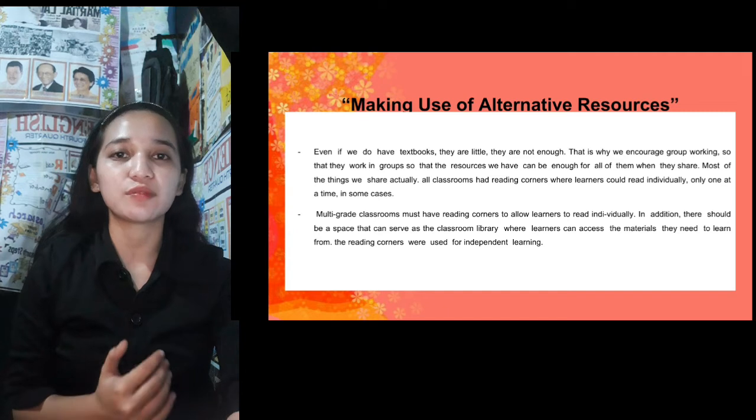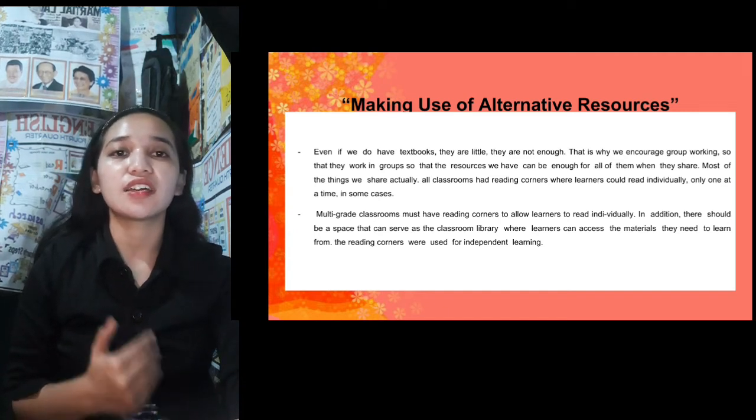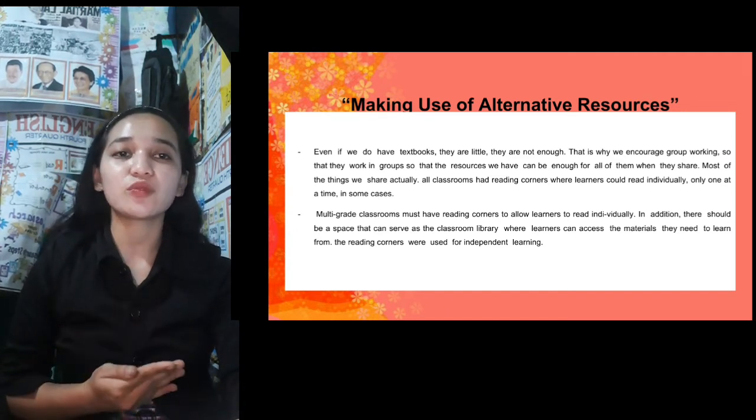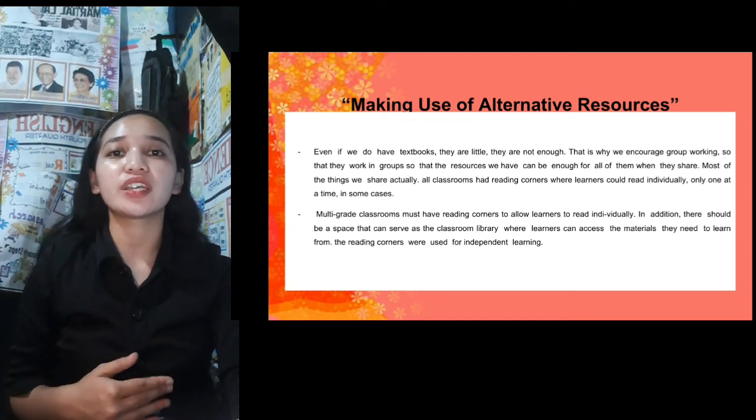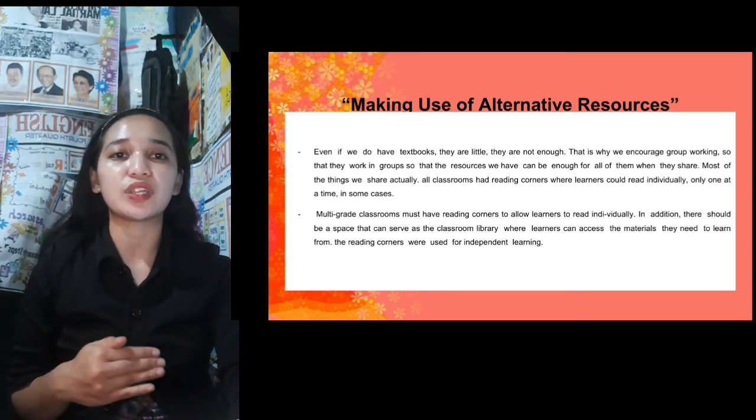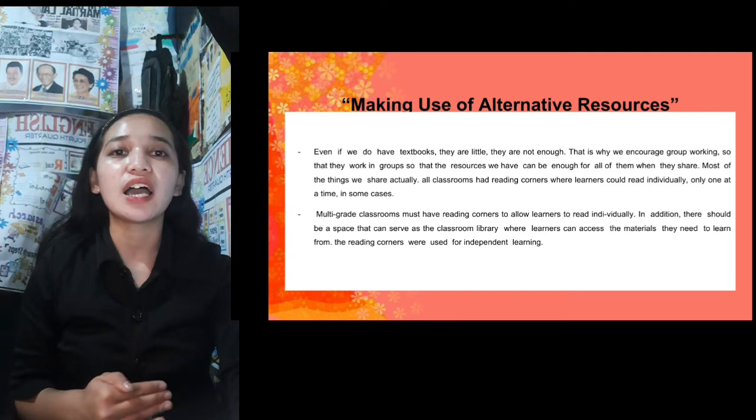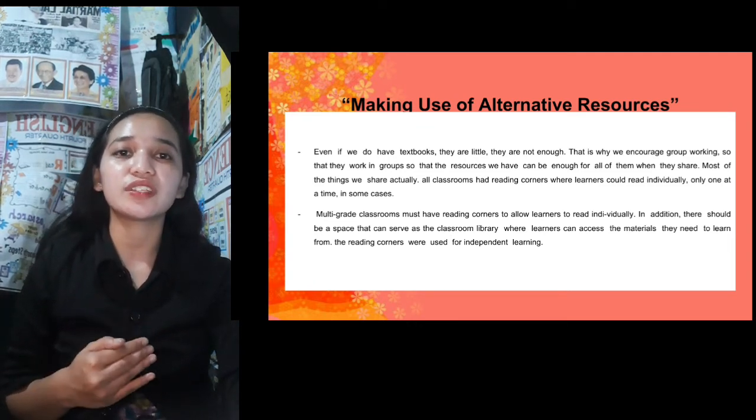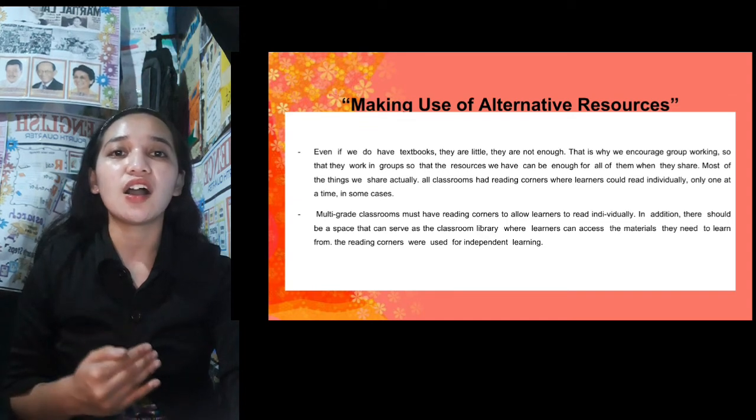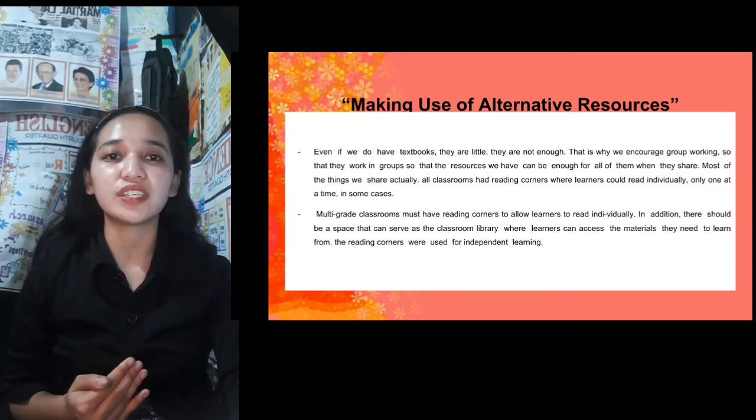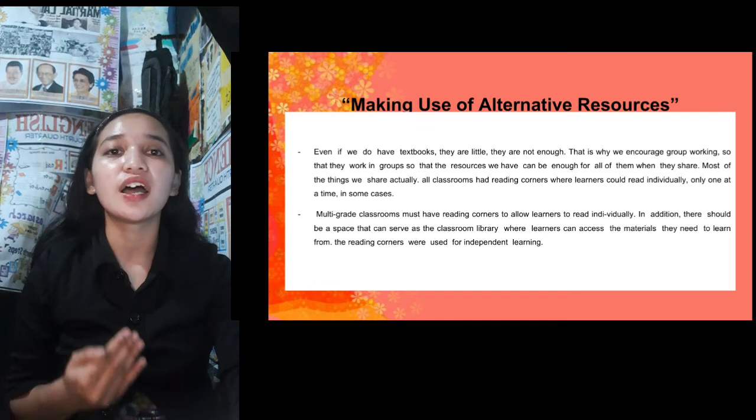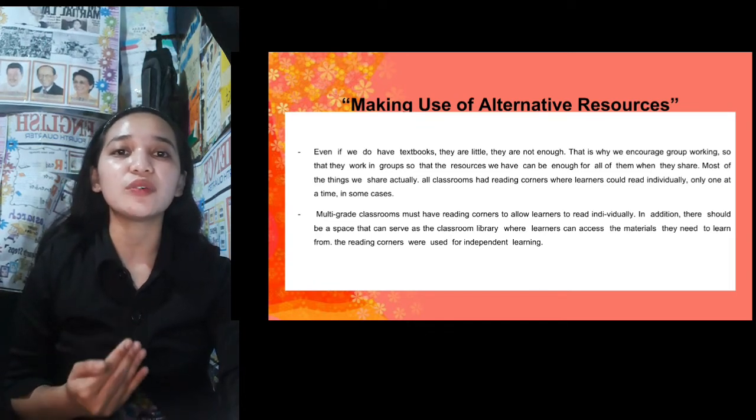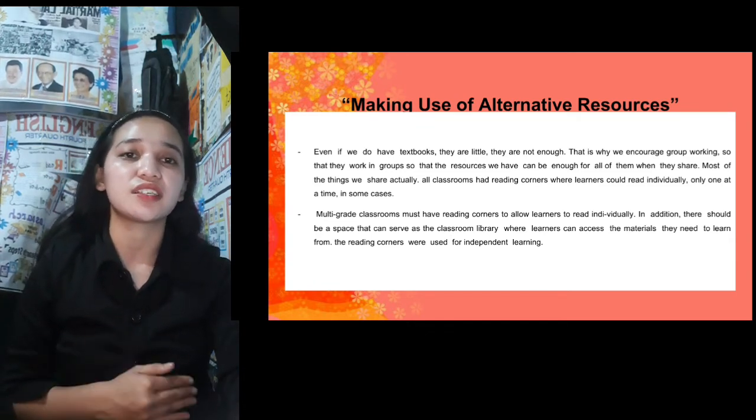Learners in multi-grade classrooms share resources. Even if we do have textbooks, they are little, they are not enough. That is why we encourage group work so that the resources we have can be enough for all of them when they share. Most of the things we share, actually. All classrooms had reading corners where learners could read individually, only one at a time in some cases.